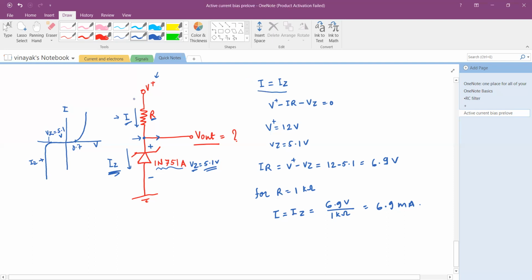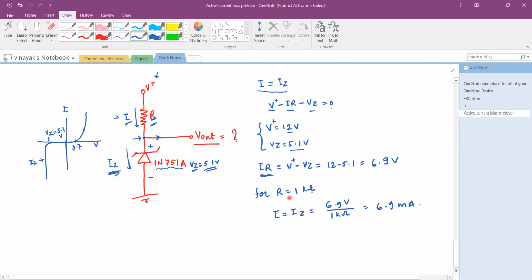And then we apply the KVL in this loop right here, which tells us the equation V plus minus IR minus VZ is equal to 0. For the given values of V plus about 12 volt and VZ of 5.1 volt, we can get the drop across the resistor R, which is IR, and that drop is V plus minus VZ, equal to 12 minus 5.1, it is 6.9 volt.